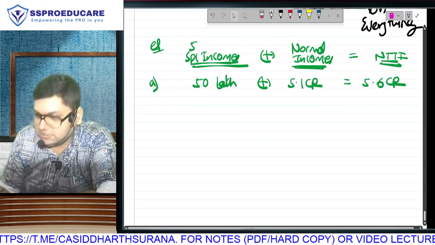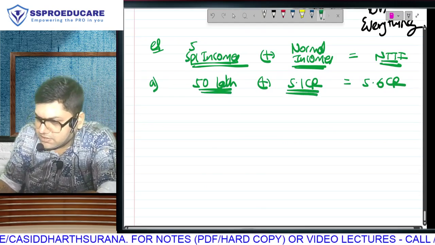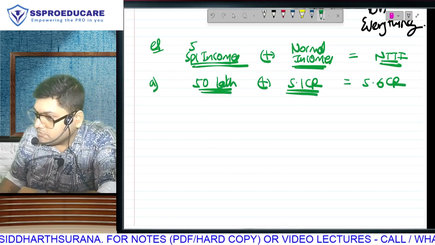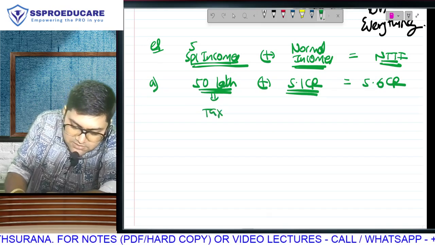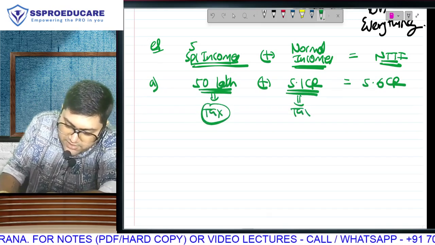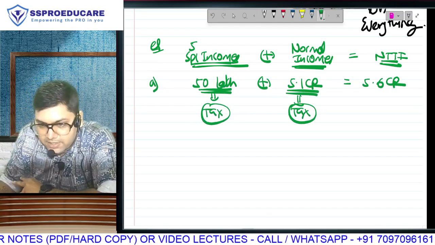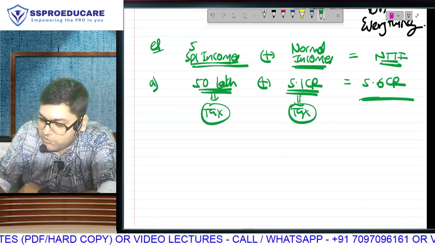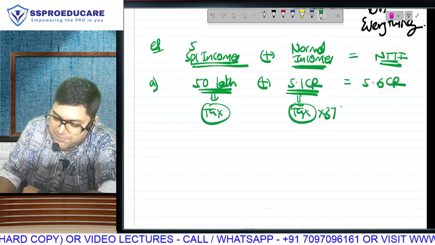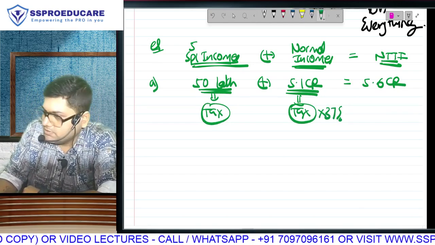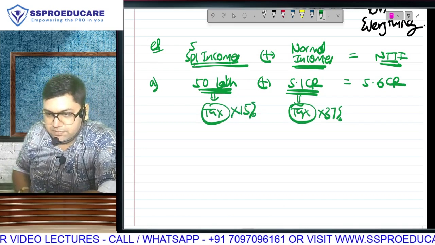One possible mistake is applying surcharge on this figure, which is a big blunder because surcharge is not applicable on income. We will first calculate tax on this. Surcharge is applicable on tax. Now what will be the surcharge? By looking at this, we are getting 37, but 37 will not apply. 37 will apply only on this much. The surcharge on this will be only 15%.